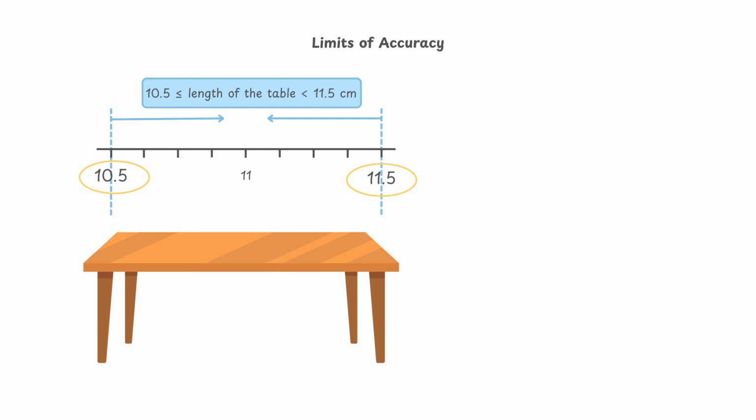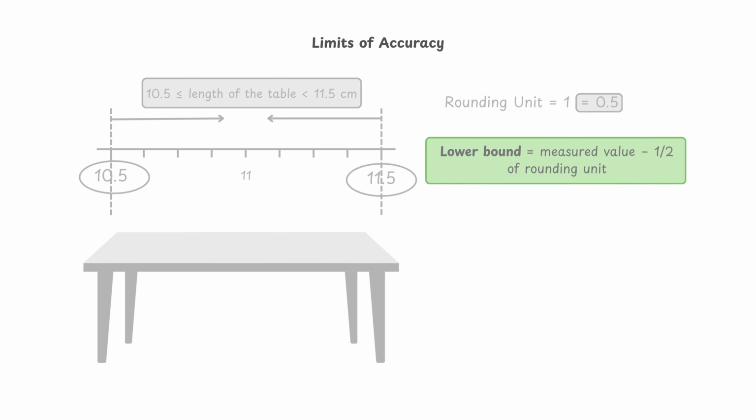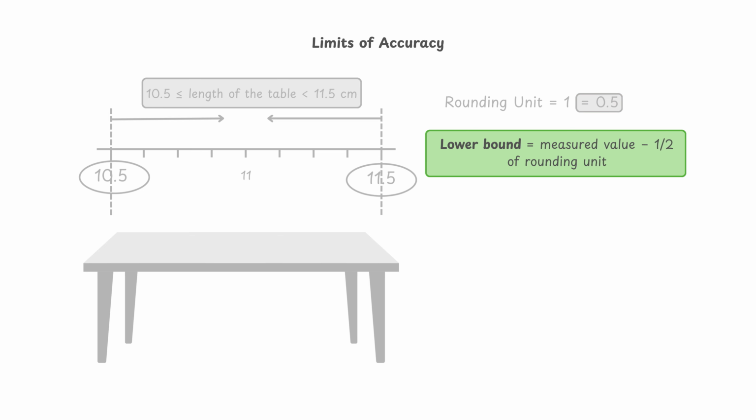Now let's understand how we got these values. The key idea is the rounding unit. Here, the value 11 is given to the nearest whole number. This means the rounding unit is 1. To find the bounds, we take half of this rounding unit. Half of 1 is 0.5. Now we apply the formulas. The lower bound is the measured value minus half of the rounding unit, so we calculate 11 minus 0.5, which gives 10.5.